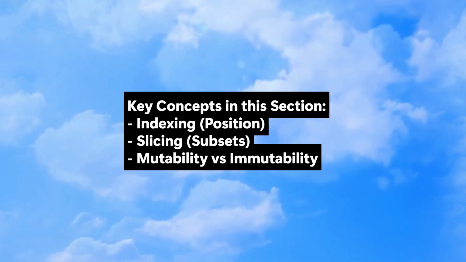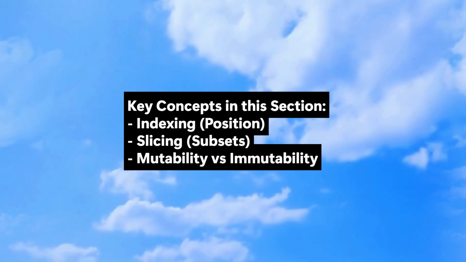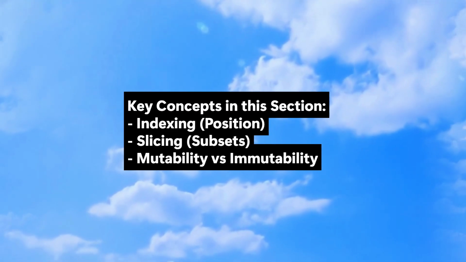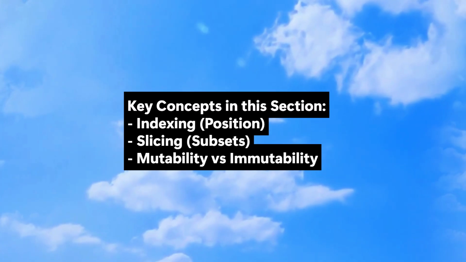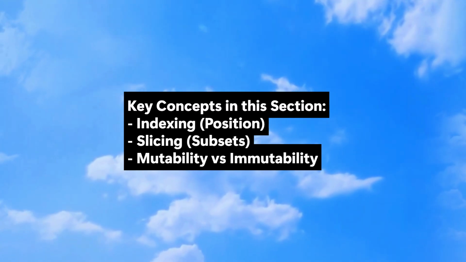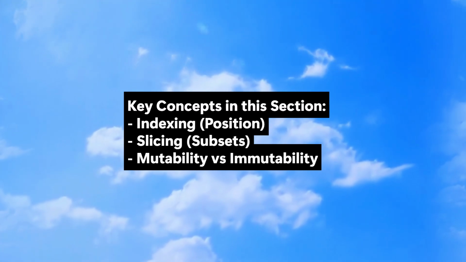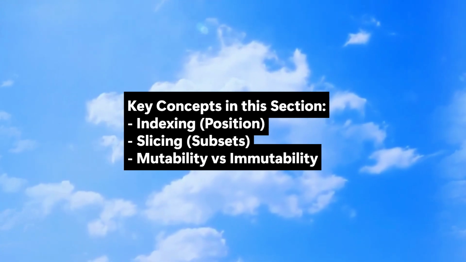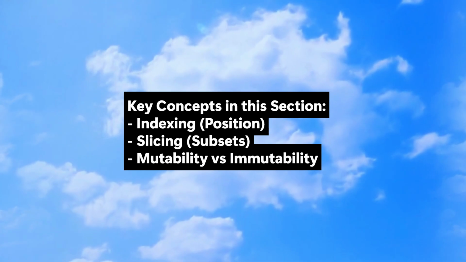As we explore these types, we will consistently use three key concepts: indexing to access a single item, slicing to access a range of items, and understanding mutability, the ability to change data, versus immutability, the inability to change data. You should learn these sequence types. They are the tools you will use to manage almost all the data in every program you write.